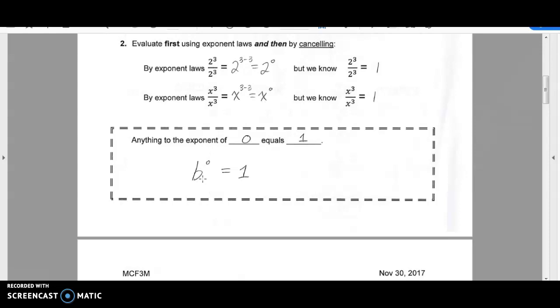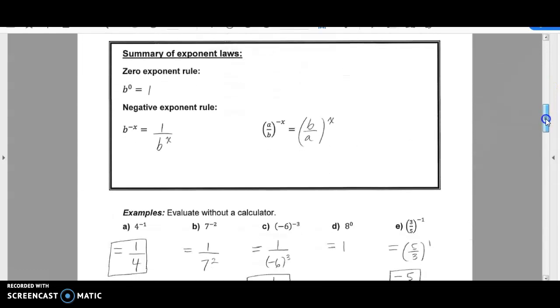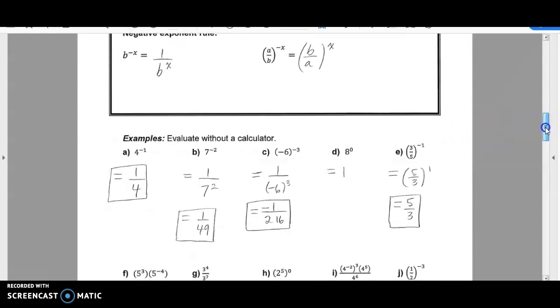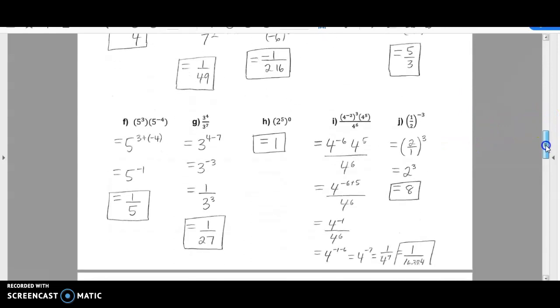So there are your two rules. You have your negative exponents: flip the base and change the exponent to positive, and anything to the power of 0 is equal to 1. So there's a summary again: your 0 exponent rule and your negative exponent rule. Just to go over a couple of examples here.